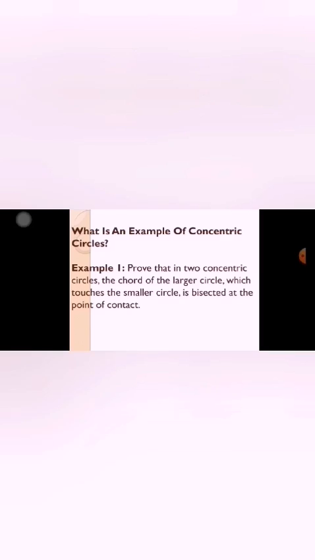What is an example of concentric circles? Example number 1. Prove that in two concentric circles, the chord of the larger circle which touches the smaller circle is bisected at the point of contact. Solution. We are given two concentric circles, C1 and C2 with center O, and the chord AB of the larger circle C1, which touches the smaller circle C2 at the point P.